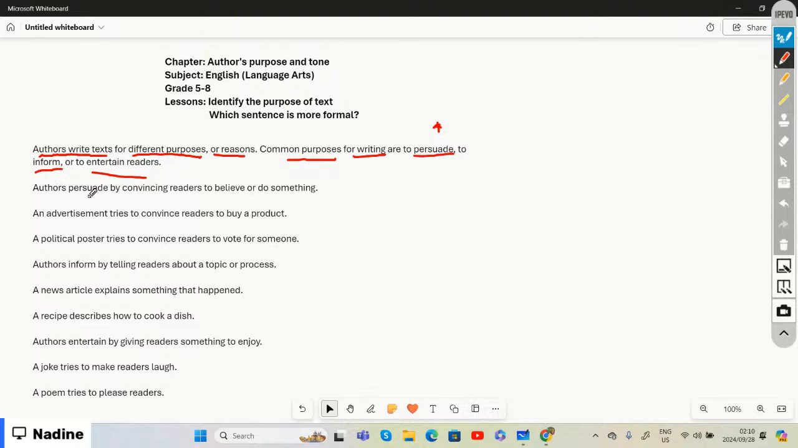So, when authors persuade, they convince readers to believe or to do something. And they make it so believable, based on the wording and the tones that they use, that we end up believing everything. Think of the whole Harry Potter collection. You end up believing that this is really what's happening.